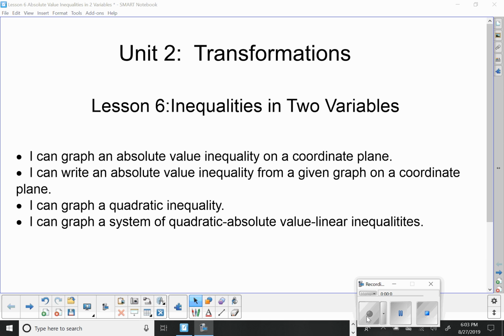6. Inequalities in two variables. At the end of this, you'll be able to graph an absolute value inequality on a coordinate plane. You'll be able to write an absolute value inequality from a given graph or coordinate plane. And you'll be able to graph a quadratic inequality and graph a system of quadratic, absolute value, linear inequalities. Let's get started.